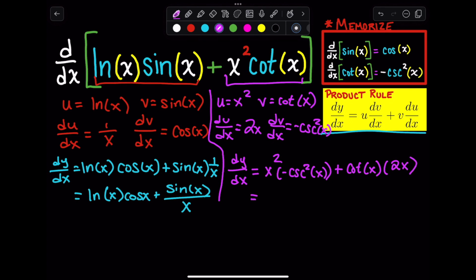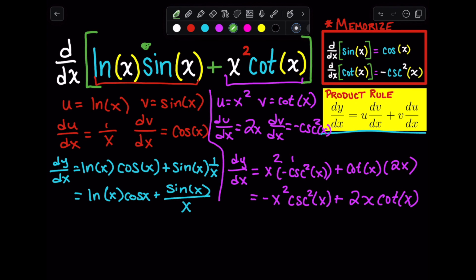So let's simplify that further. We have negative x squared cosecant squared x plus 2x cotangent x. Don't let cosecant and cotangent intimidate you. We can just treat them as a simple x term. So now that we've taken the derivative of these two terms, we just add together our answers here.